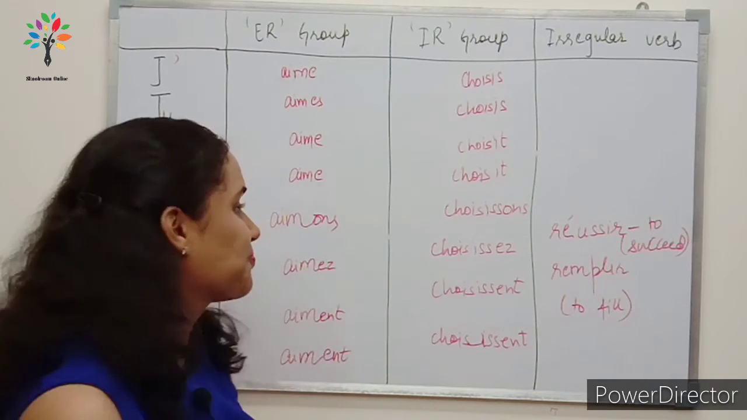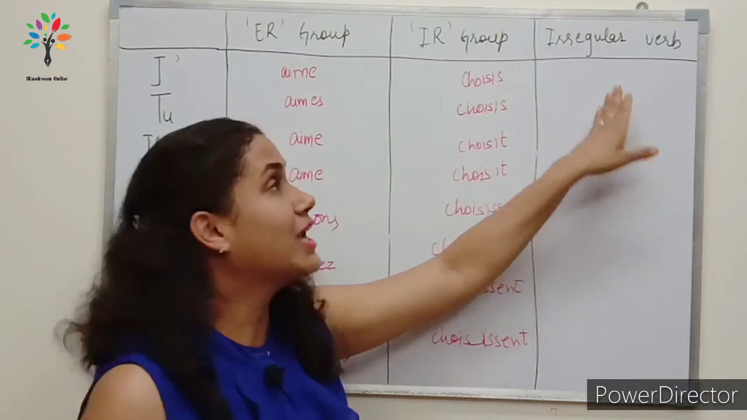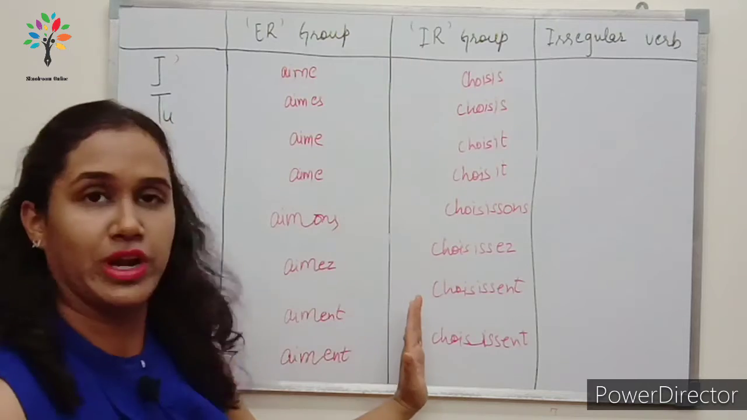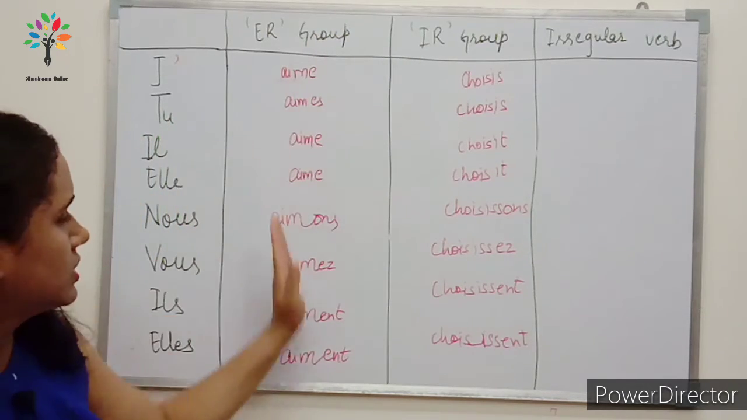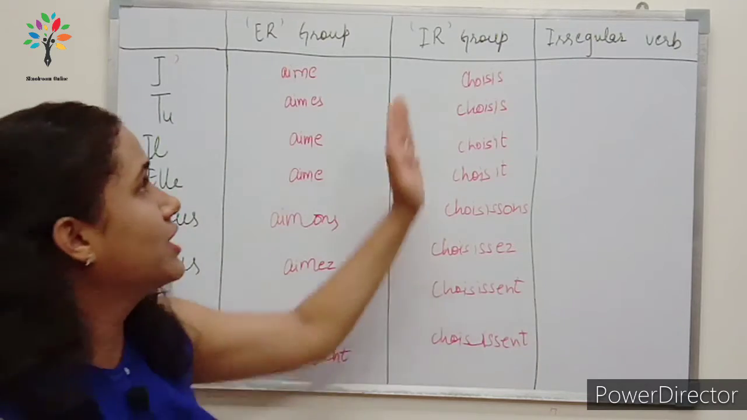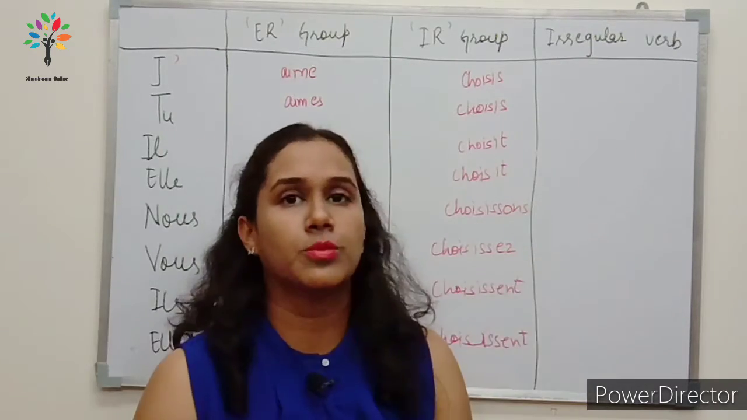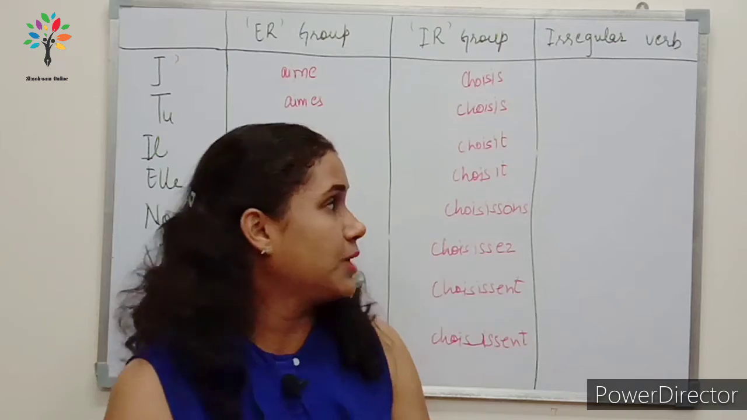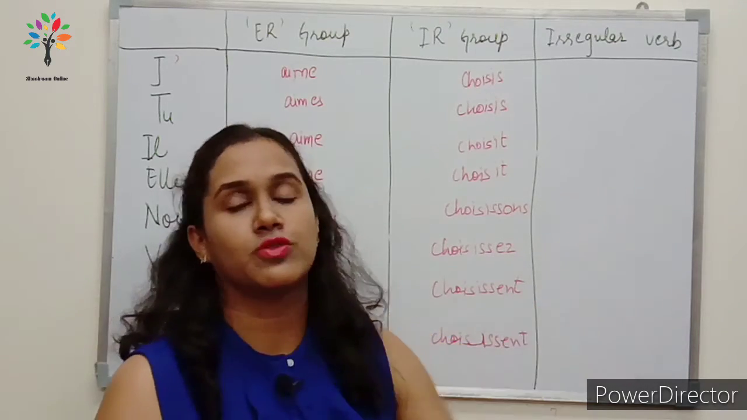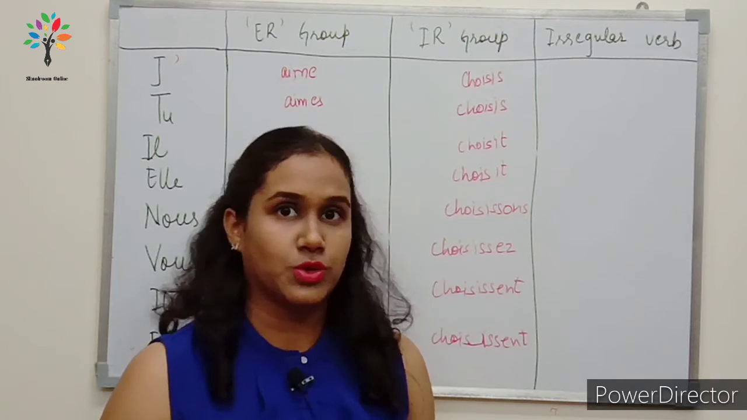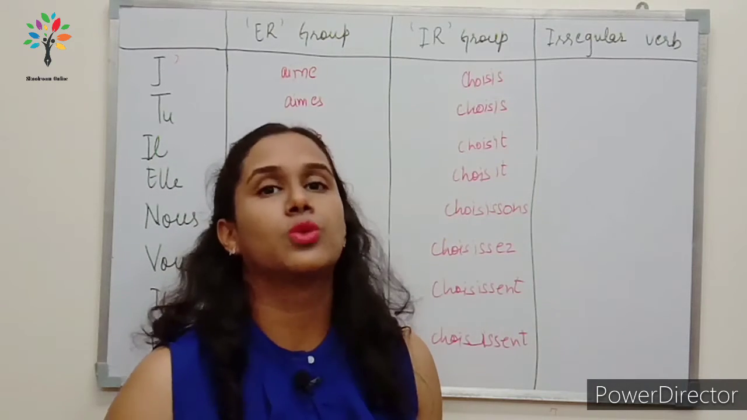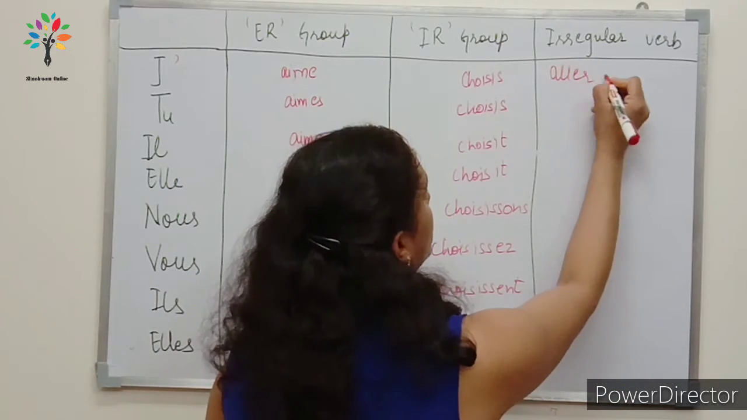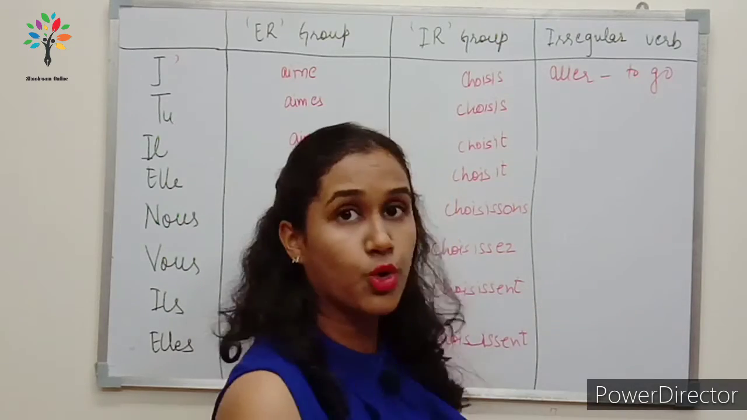Fine. Coming to the last group, that is the irregular group of verbs. Now here there is no such trend seen. For example, we know what the endings are for the ER group and for the IR group, but with the irregular verbs we don't have any such rule. So for this group of verbs you will have to memorize the conjugation. Today I'm going to tell you about the verb aller, which means to go.